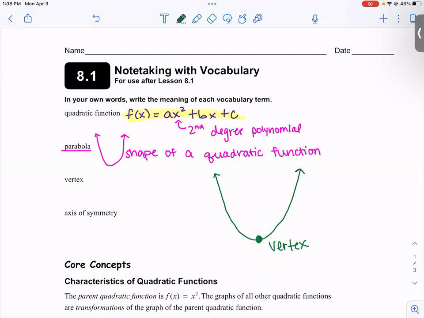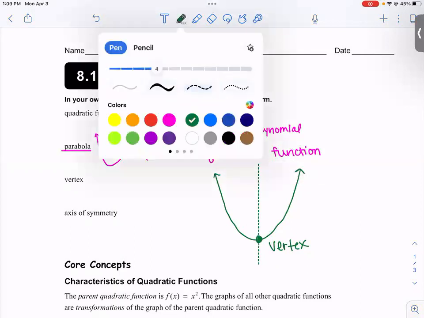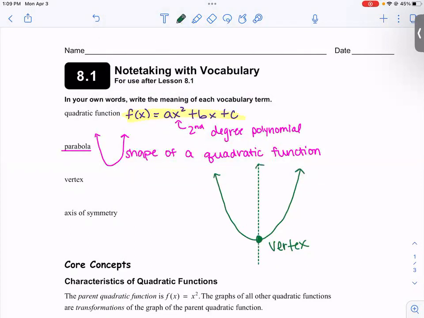That is not a very good vertical line. Well, it's supposed to be symmetrical, Sophia. Didn't take you very long to get that in.